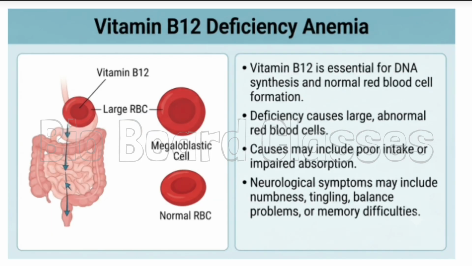Next is vitamin B12 deficiency anemia. Vitamin B12 is essential for normal DNA synthesis and red blood cell formation. When the body does not have enough vitamin B12, RBCs become unusually large and abnormal. This is known as megaloblastic anemia. B12 deficiency may result from poor dietary intake, problems with absorption, or conditions such as pernicious anemia. An important feature of vitamin B12 deficiency is that it can also cause neurological symptoms, including numbness, tingling, balance problems, or difficulty with memory. Early diagnosis and treatment are very important to prevent potentially permanent nerve damage.